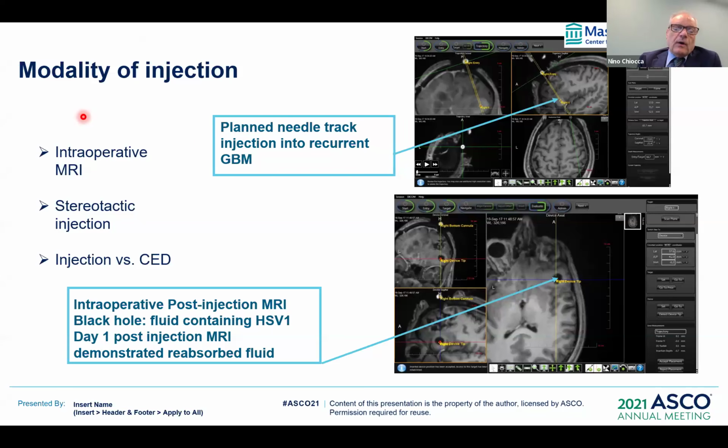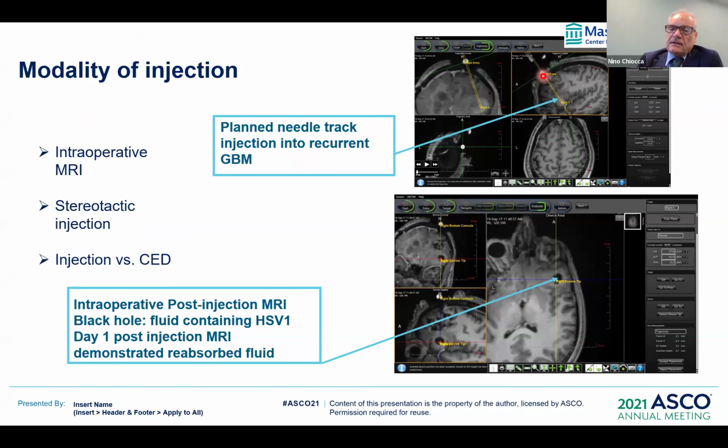Now, the question is, we're using intraoperative MRI, should you just do a straight injection versus convection-enhanced delivery? We decided not to do convection-enhanced delivery for a number of technical reasons, and we would just do the injections of about 5 minutes in the intraoperative MRI scan. But because we're in the intraoperative MRI scan, we could just monitor for reflux.